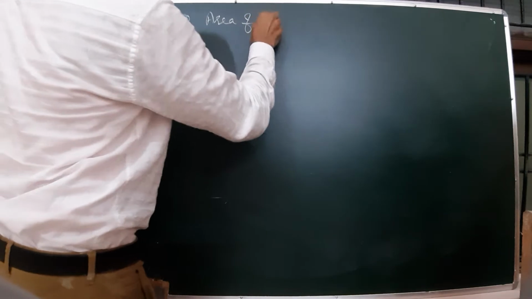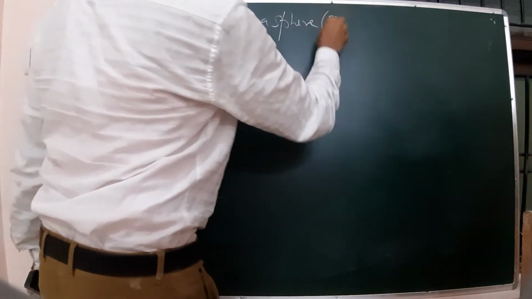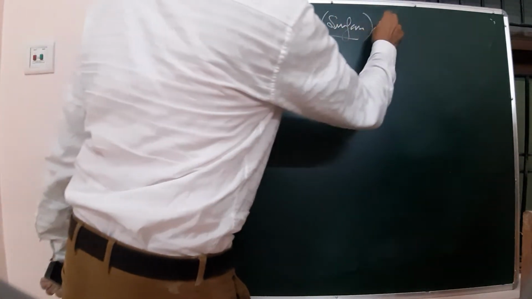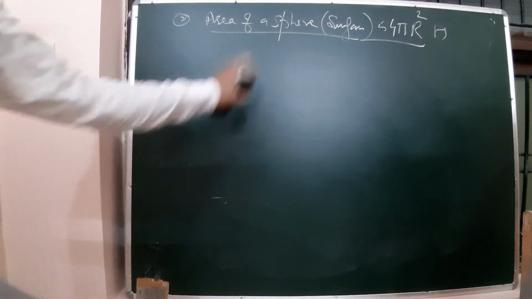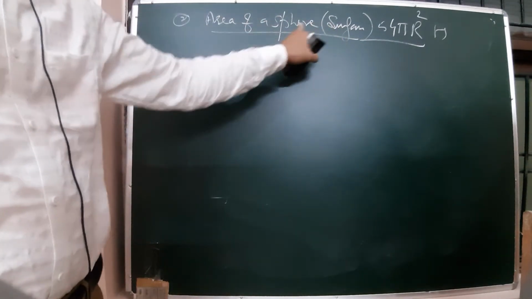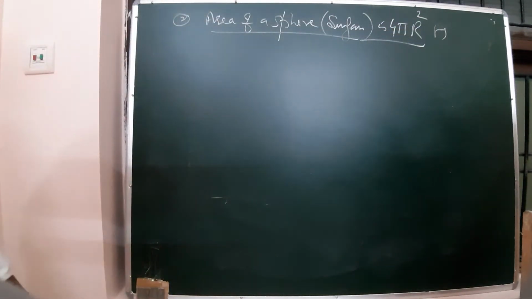Now the second formula, area of a sphere. Sphere means surface of sphere, that is, surface area of sphere, is 4 pi r square. You all know that the area of spherical surface or sphere is 4 pi r square. We will again prove it by using spherical polar system.